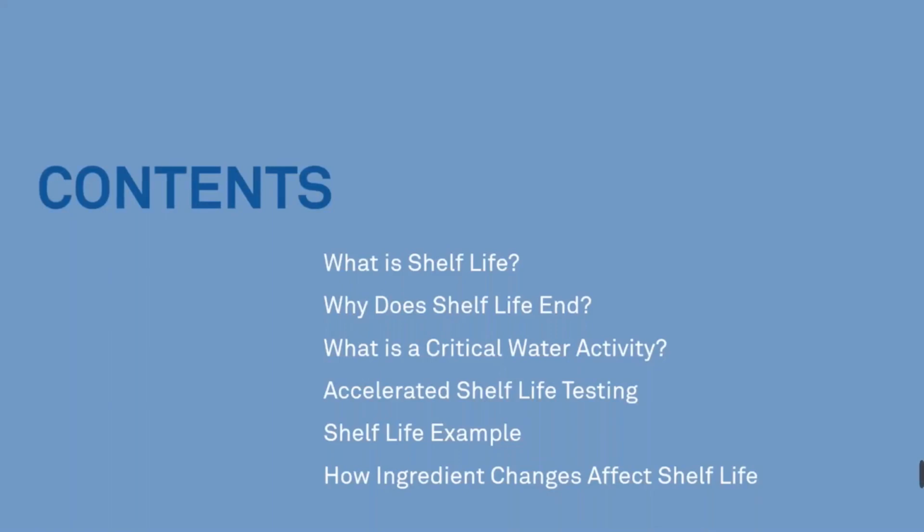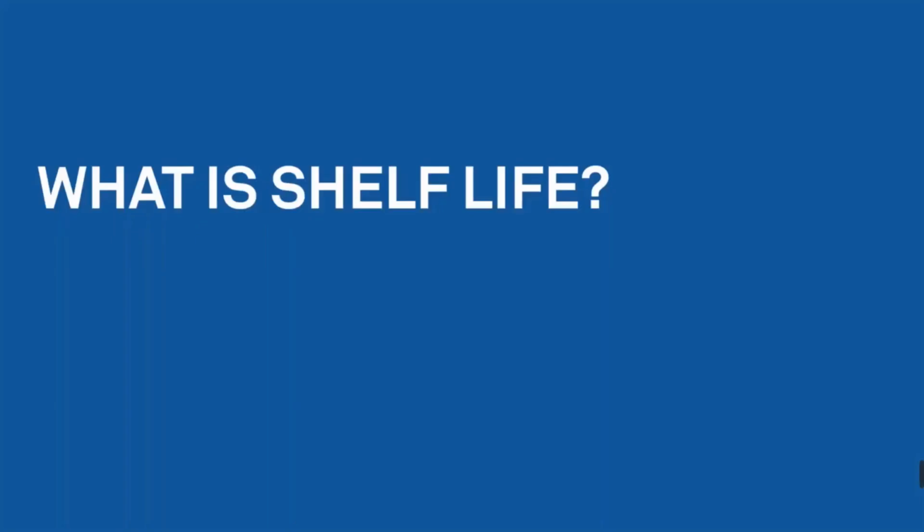So just going over the content. Today we're going to go over what shelf life is. We're going to talk about the things that end shelf life. We'll discuss what a critical water activity is. Mary is going to briefly discuss accelerated shelf life testing. We'll go over a shelf life example using kale chips. And then we'll end with talking about how ingredient changes affect shelf life.